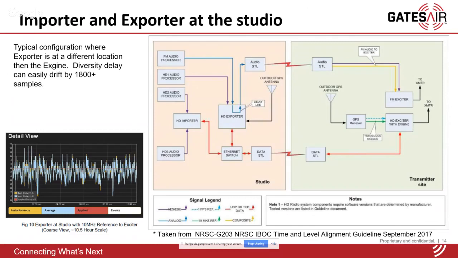And the NRSC did a study in a working group in 2017 and 2018, and they came up with some best practices of how to configure a system and how to keep the diversity delay from drifting the least. And this example here that's on the screen now, when the importer and exporter were moved back to the studio, it wasn't uncommon to see the diversity delay slip by 1,800 or more samples.